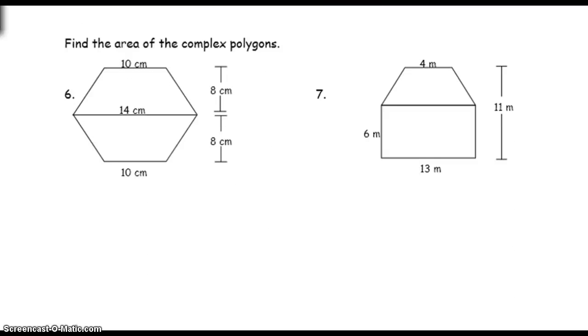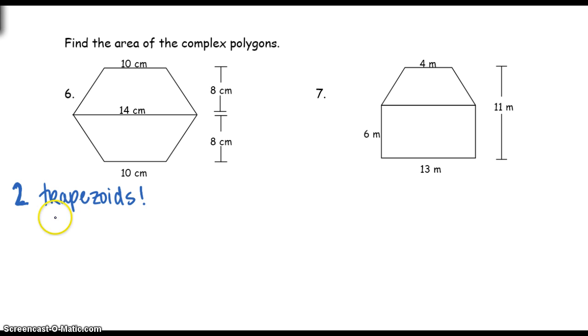So let's keep going. Find the area of the complex polygons. Well, I'm going to talk to you about 6. 6 has 2 shapes there. And what 2 shapes are they? They are trapezoids. So I'm going to write that down. Now, are those trapezoids the exact same dimensions? Look at your picture. 14, 10, height of 8. 14, 10, height of 8. So there are 2 trapezoids.